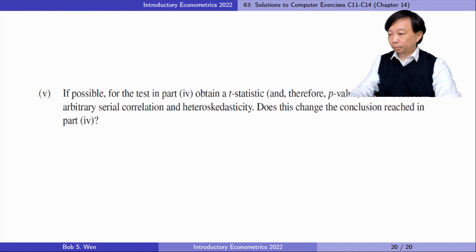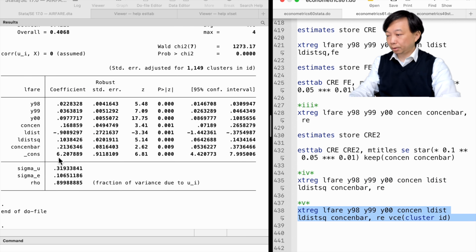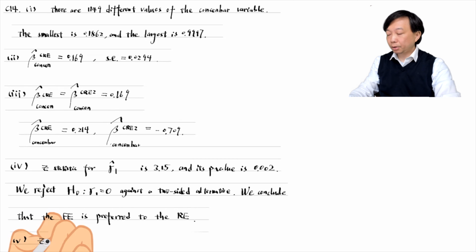In Part 5, if possible for the test in Part 4, obtain a t-statistic and therefore p-value that is robust to arbitrary serial correlation and heteroscedasticity. Does this change the conclusion reached in Part 4? We use the cluster robust standard errors in the correlated random effects model, and the conclusion is unchanged.